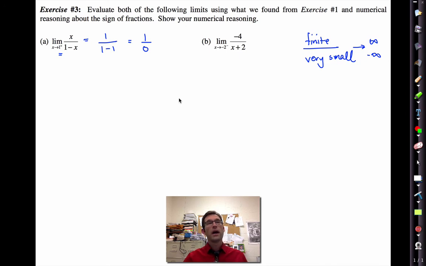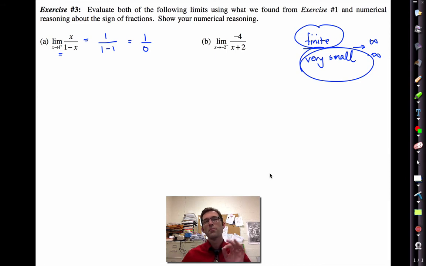Now, a lot of students will look at that and just go, well, that doesn't exist. Now notice what it isn't. It's not 0 divided by 0. When we have 0 divided by 0, then we factor, cancel, rationalize, all that. Here, we've got a finite number divided by something very small. Now, I know you're saying that's not just something very small, that's 0. But we never actually hit x equals 1.